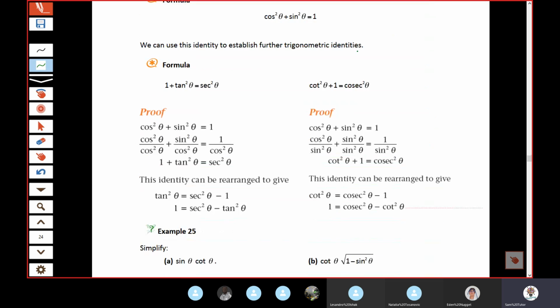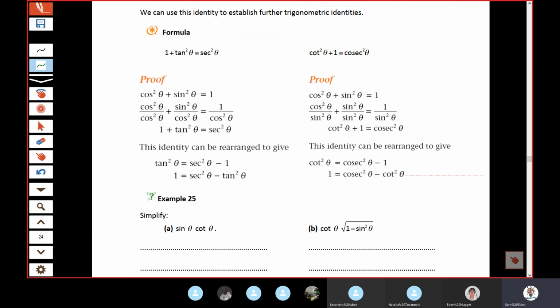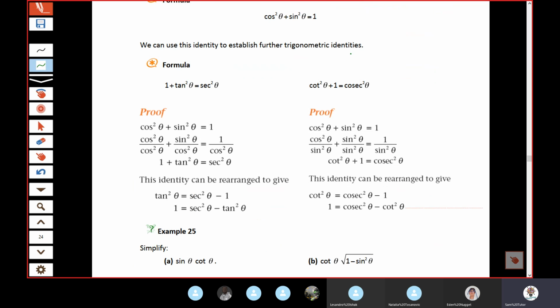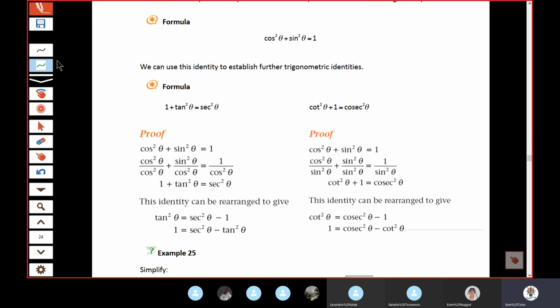Boundary angles, proving trig. All right, here we are. Cos squared plus sine squared equals 1. Memorized by now? Cos squared theta plus sine squared theta equals 1. Then from there, you should know by now that sine squared theta equals 1 minus cos squared theta, and cos squared theta is 1 minus sine squared theta.